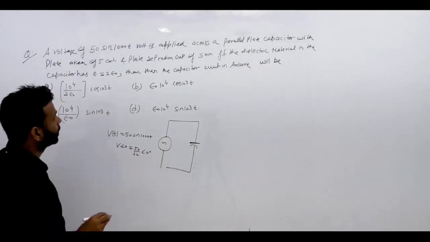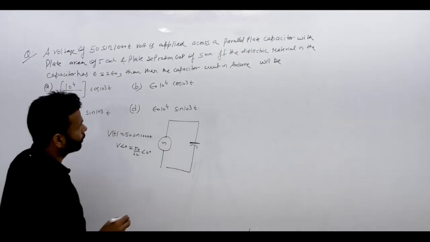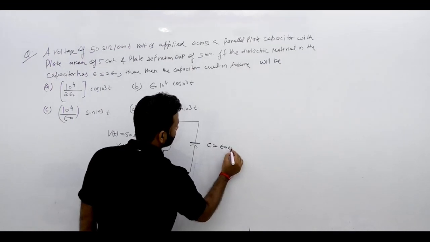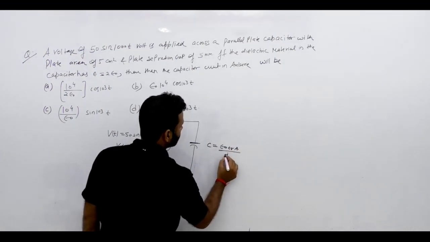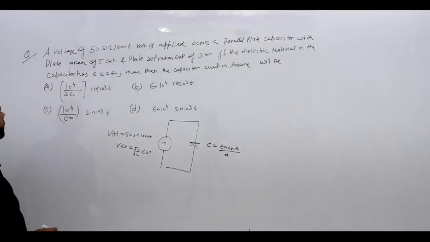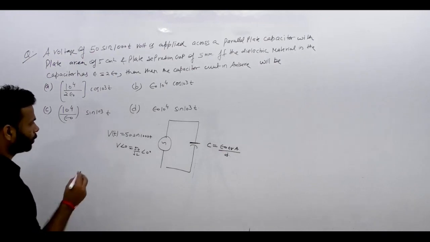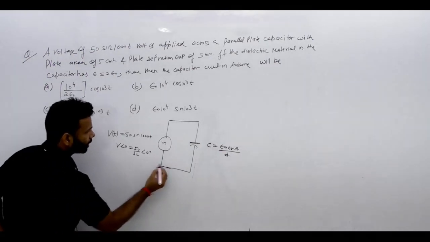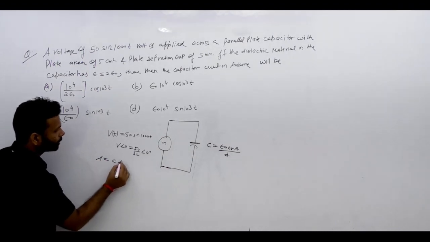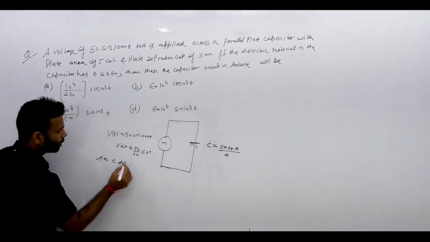Okay, then what is the formula of capacitance? C is epsilon naught A upon D, if you remember the parallel plate capacitor formula. Now if you want to solve the capacitive current, then I need I equals C dV by dt.